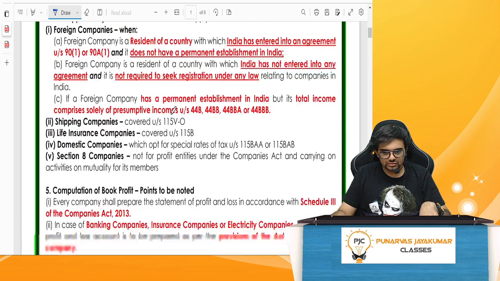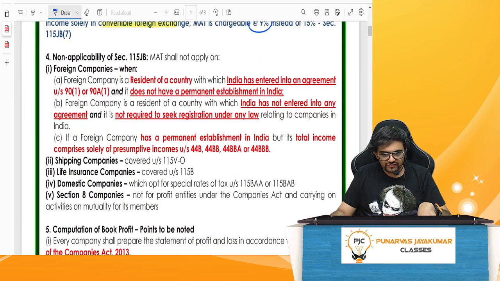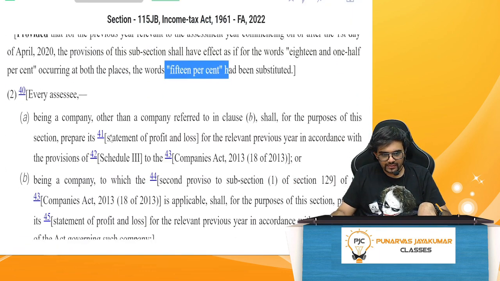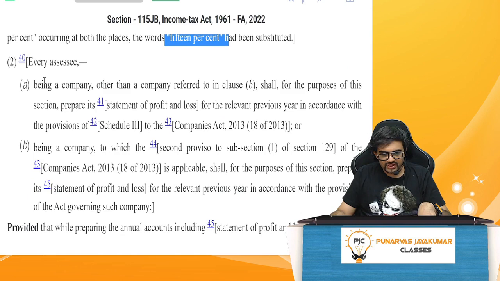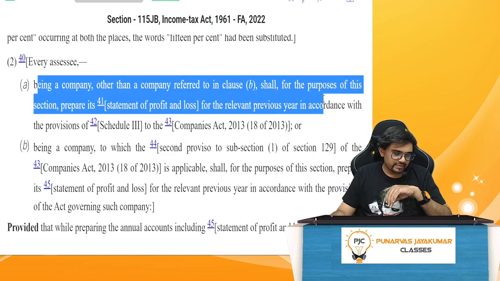Now, here, 115JB(2). Every assessee being a company which has prepared what?